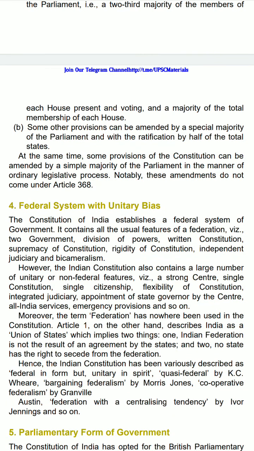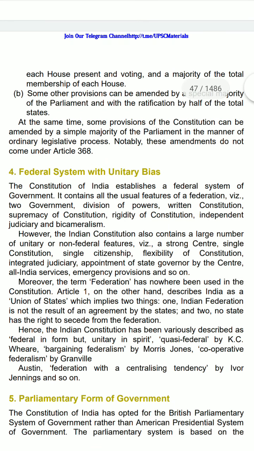Fourth, federal system with unitary bias. The Constitution of India establishes a federal system of government. It contains all the usual features of a federation, viz., two governments, division of powers, written constitution, supremacy of constitution, rigidity of constitution, independent judiciary, and bicameralism.